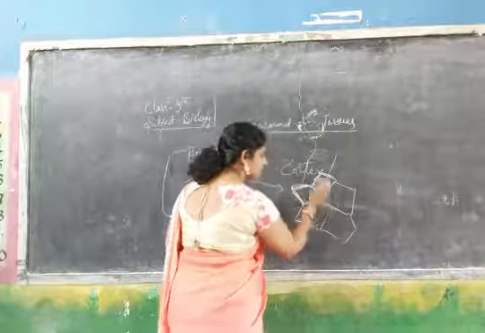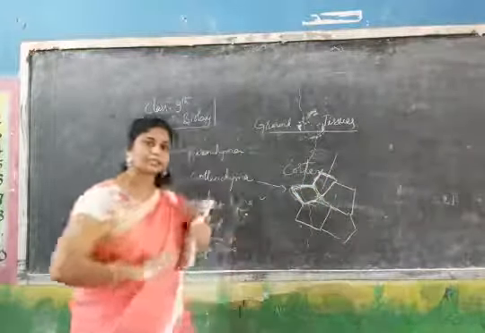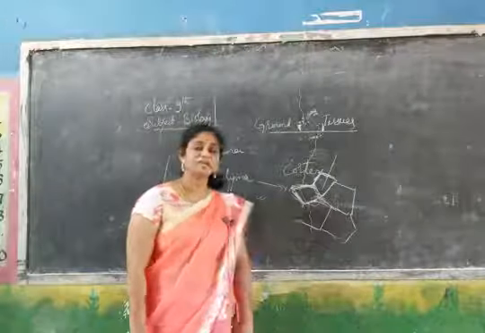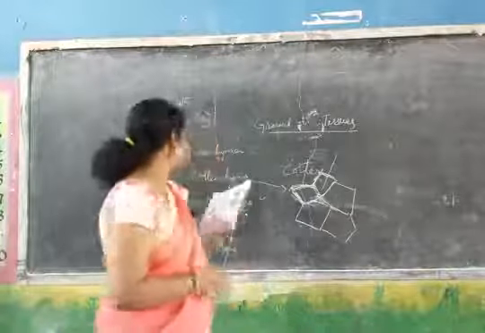So this is about the sclerenchyma. The cell wall is thick and there are no intercellular spaces. In the sclerenchyma also the cell wall is thick without intercellular spaces. Next one, we will go into the vascular tissue.